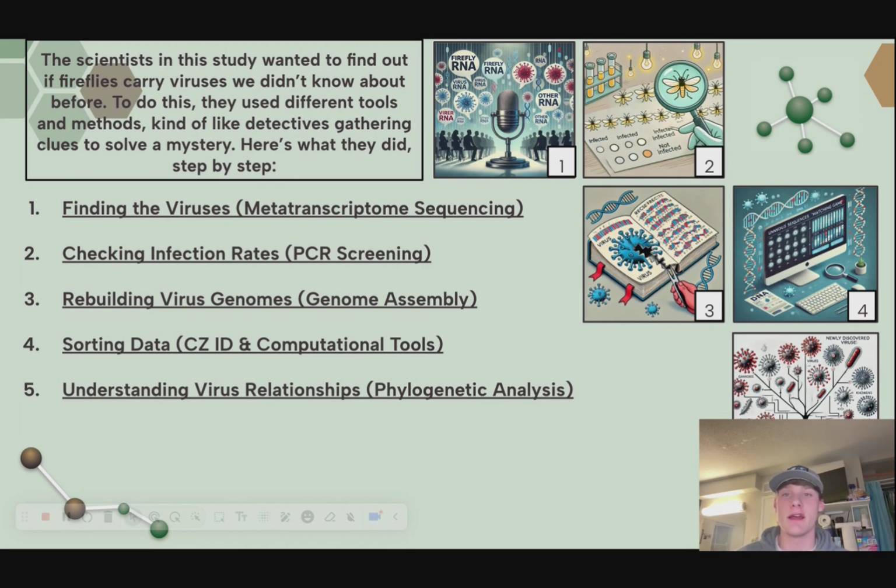And finally, the final method, understanding virus relationships, or phylogenetic analysis. And this is when they created a, quote, family tree of viruses to see how the new ones were related to other insect viruses. And this is shown in image number 5, which shows a family tree, but with viruses instead of people, illustrating their relationships over time.